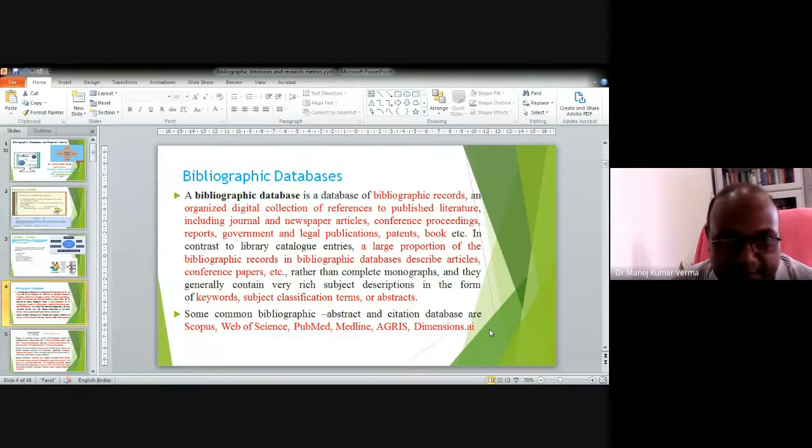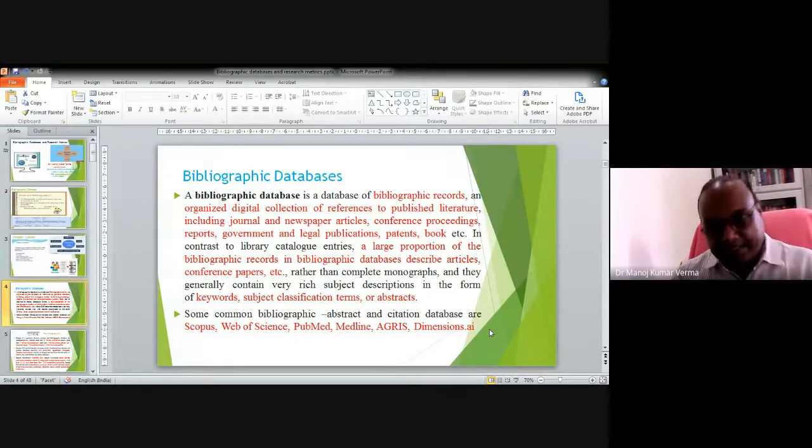In contrast to the library catalog, a large proportion of the bibliographic records in a bibliographical database describe articles, conference papers, etc. In the library, we are compiling the books database, users database. Some common bibliographical abstract and citation databases are Scopus, Web of Science, PubMed, Medline, Agris, and Dimensions. These are some examples of the databases. They are commercial databases.